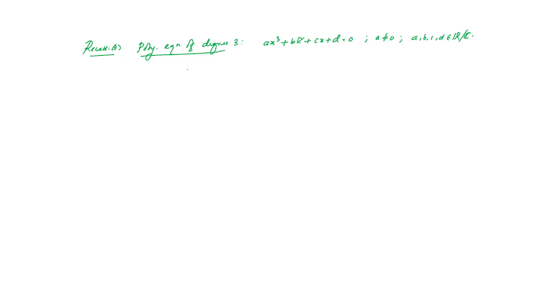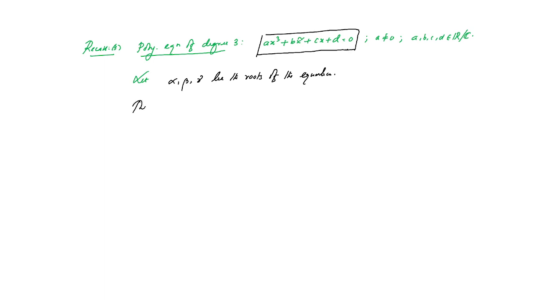So now for the equation of degree 3, let alpha, beta, gamma be the roots, because we know from the fundamental theorem that a polynomial equation of degree n must have n roots, either real or complex. So let alpha, beta, gamma be the roots of the above equation. Here the equation is ax cube plus bx square plus cx plus d. Then what should be the relation between roots and coefficients?